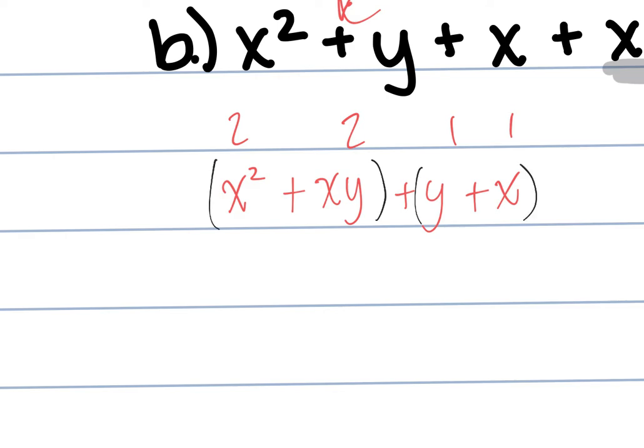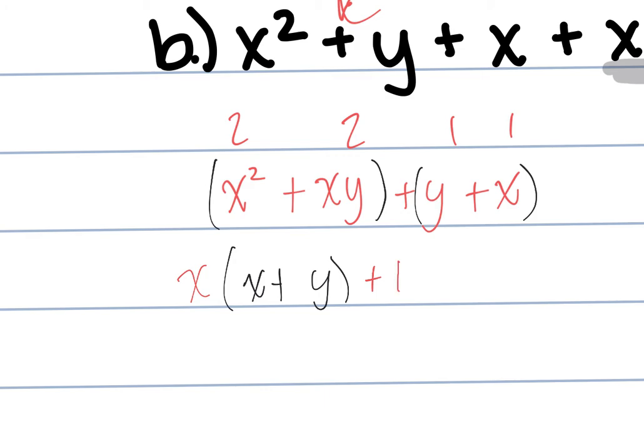What's the GCF of those first 2 terms? Daniel? X. Good, it's just x. Pull out an x. What's left over? Brandon? Y plus x. Yeah, x plus y or y plus x. Can I factor anything out of the second 2 terms? No. So you're just going to put a plus what? 1.